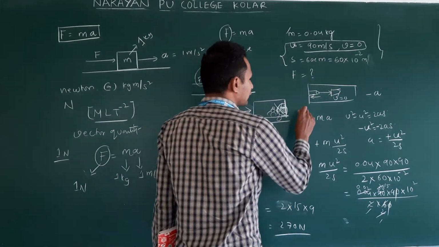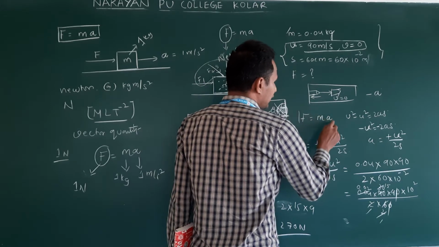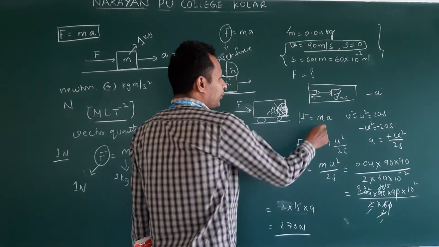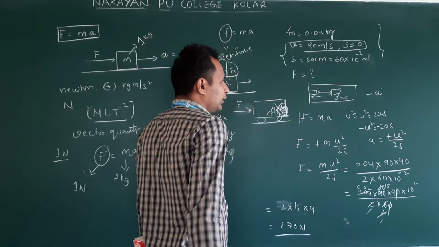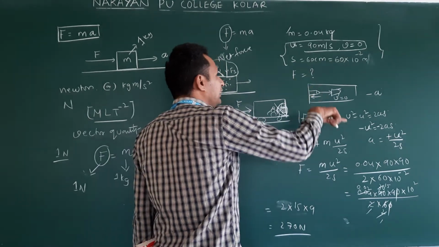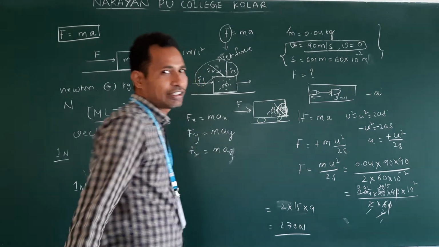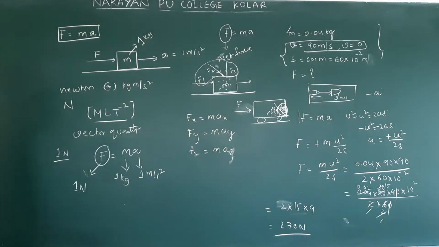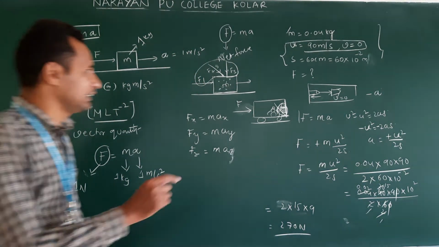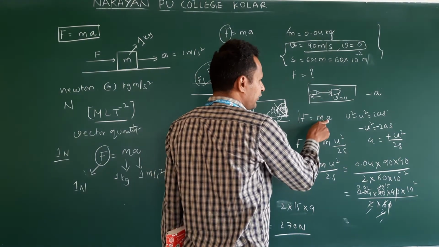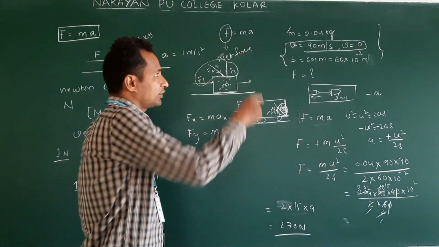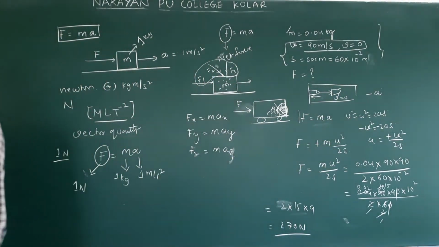For a given problem, the known formula is F is equal to ma, but the information is not given directly. So we need to alter the formula according to the given information. We are not writing a new formula, we are changing the formula, that's all. Here we are writing it in terms of u and s according to the given information.